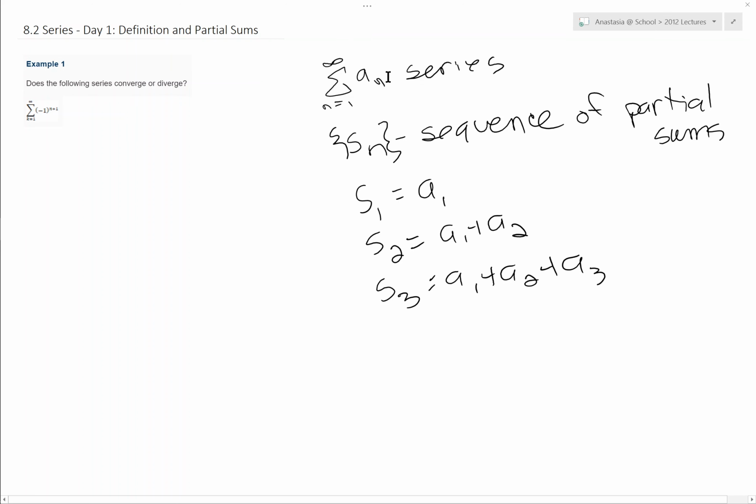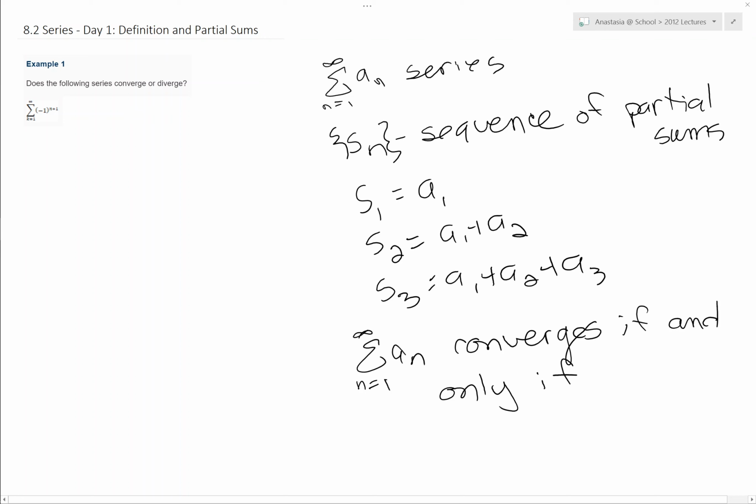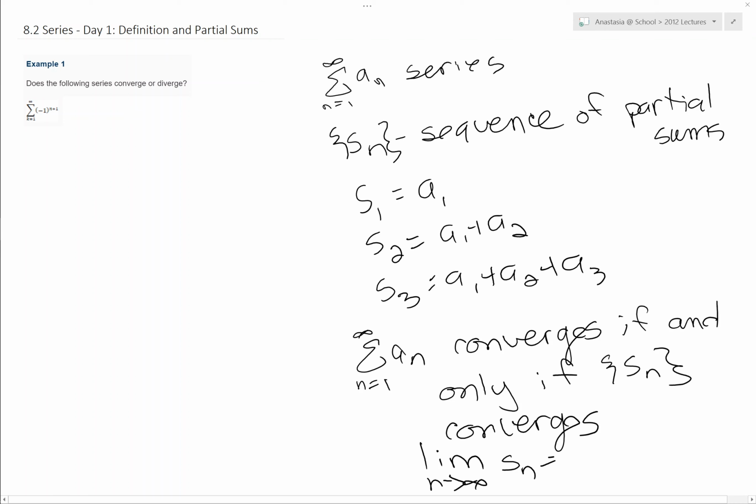Now the reason why we need to talk about these two things is that a series converges if and only if the sequence of partial sums converges. And in fact, whatever the sequence of partial sums approaches is also the value of the series.